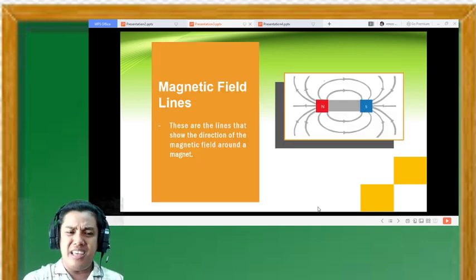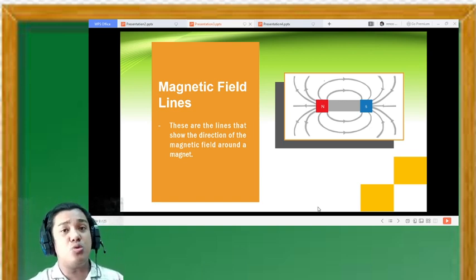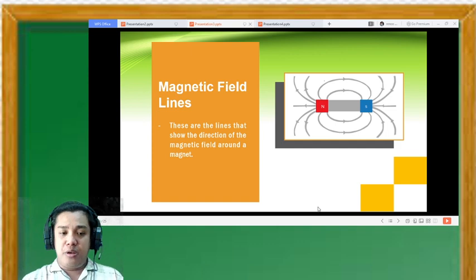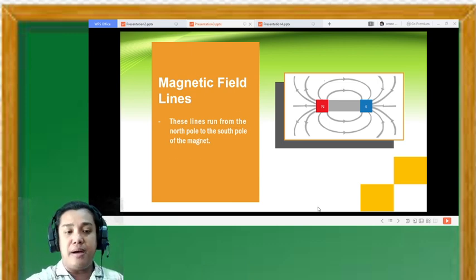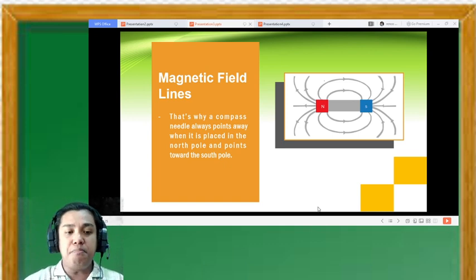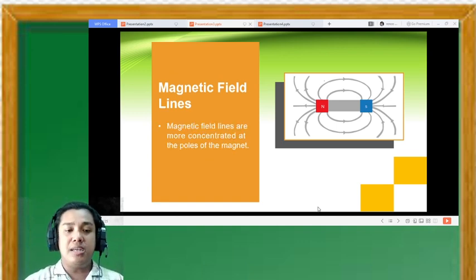So what is a magnetic field line? These are the lines that show the direction of the magnetic field around the magnet. These lines run from the north pole to the south pole of the magnet. That's why a compass needle always points away when placed at the north pole and points toward the south pole. Magnetic field lines are more concentrated at the poles of the magnet.